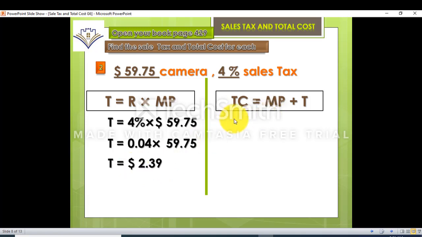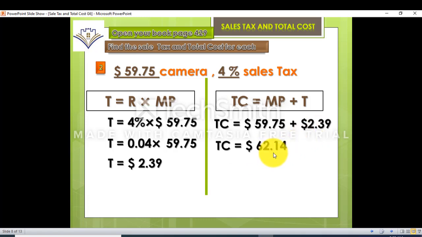Let's go to the second part. TC means total cost, equal to market price plus tax. Then TC equals the market price here, 59.75, plus the sales tax we got before, 2.39. Both of them equal $62.14.